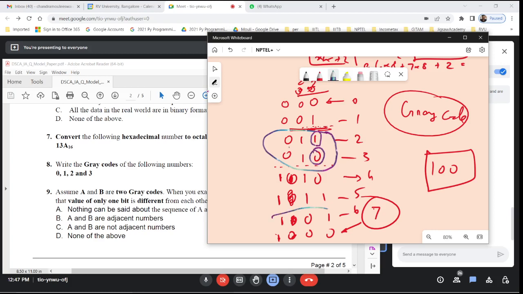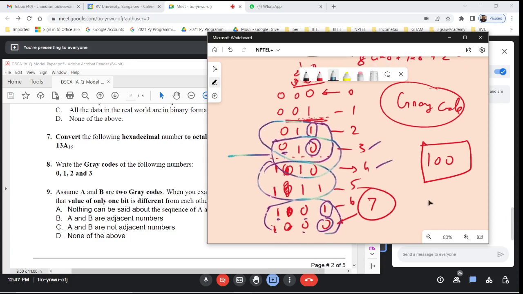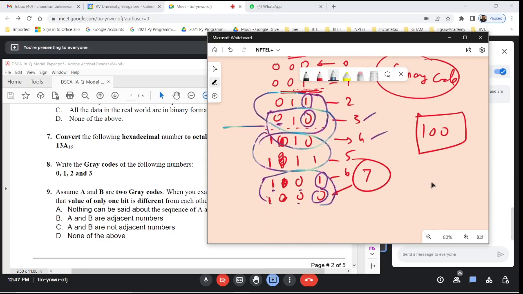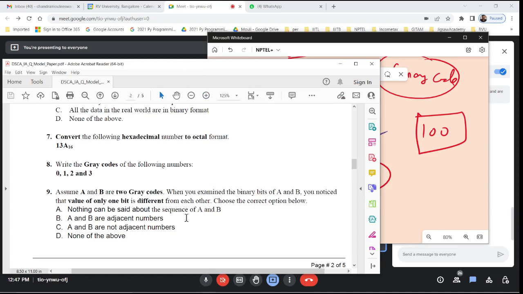Now suppose I take some two bits at random. Here this bit and this bit are the same, but it happens that the LSB is the one I am picking up. Maybe if I pick these two, you will find the LSB is changing, or maybe the MSB is changing. Between these two numbers, 3 and 4, you will see that the MSB is changing, and the remaining ones are all the same. So in gray code, adjacent numbers differ in only one bit. That's why it's called unit distance coding.